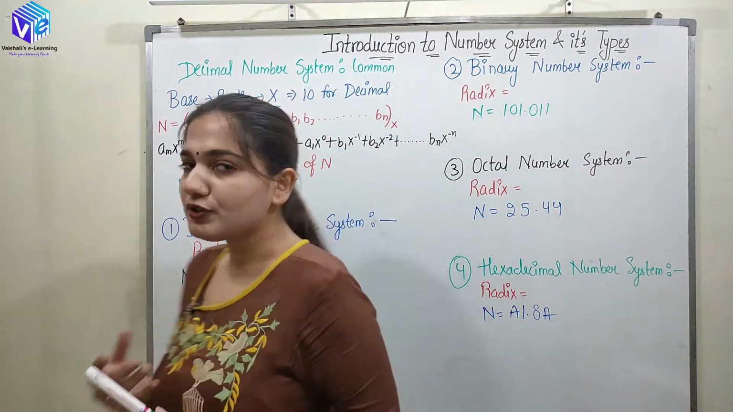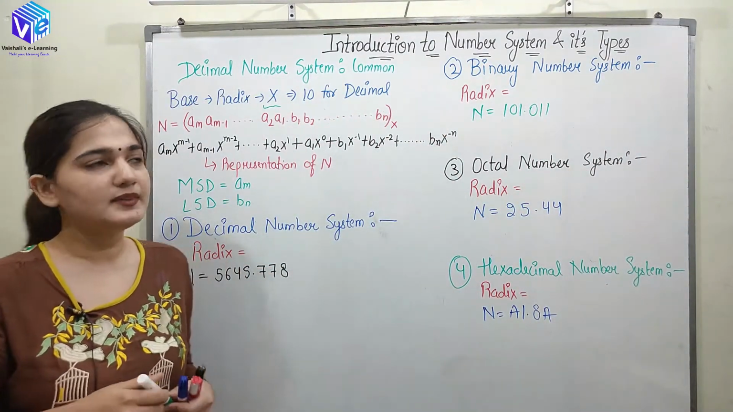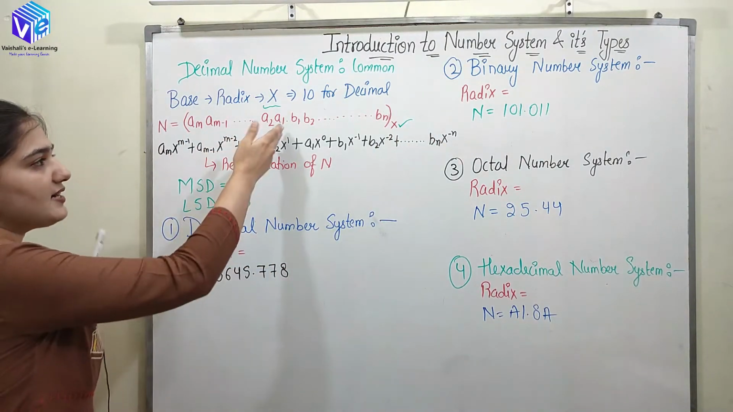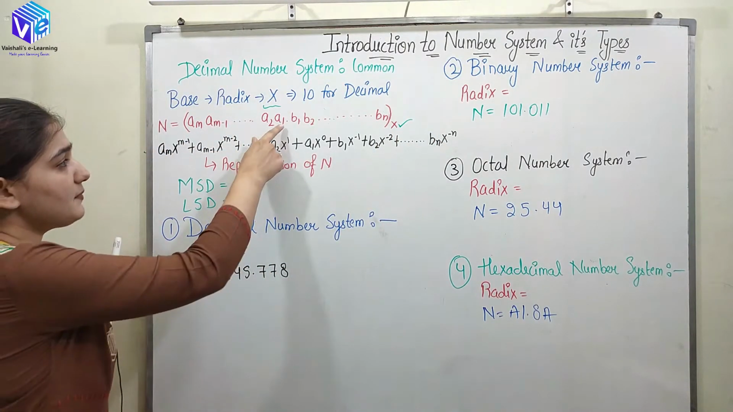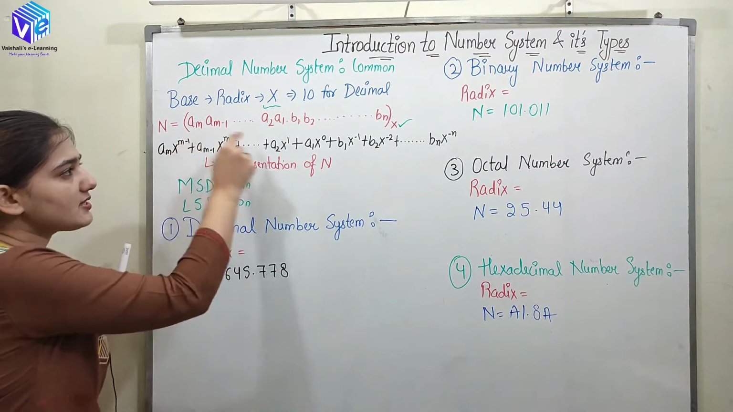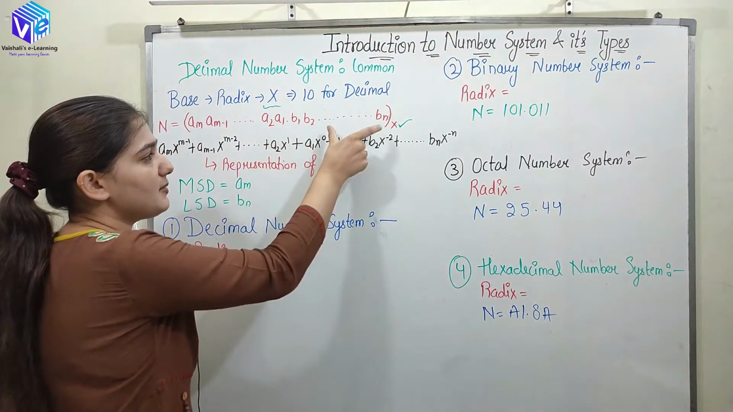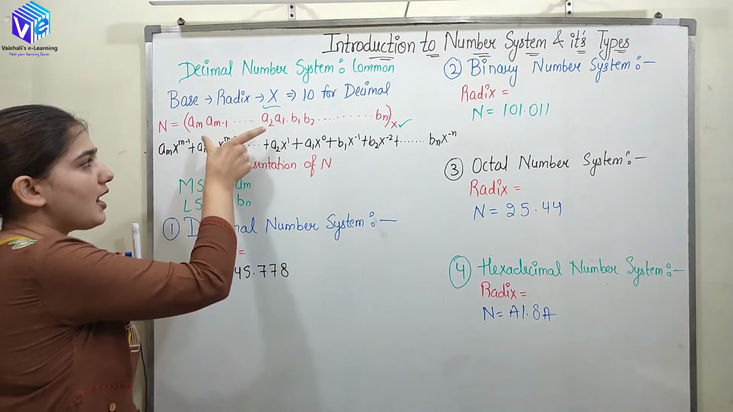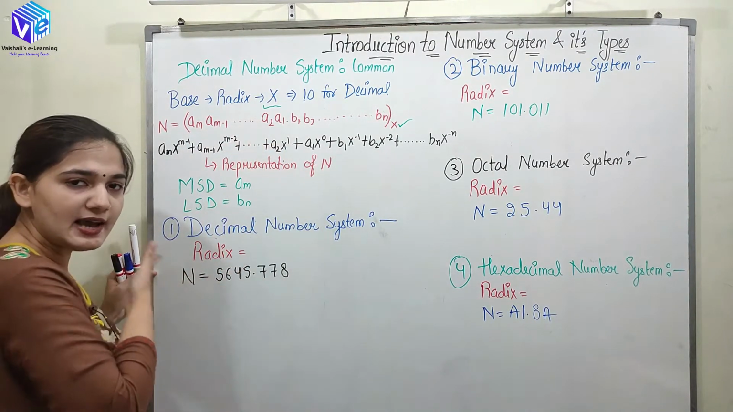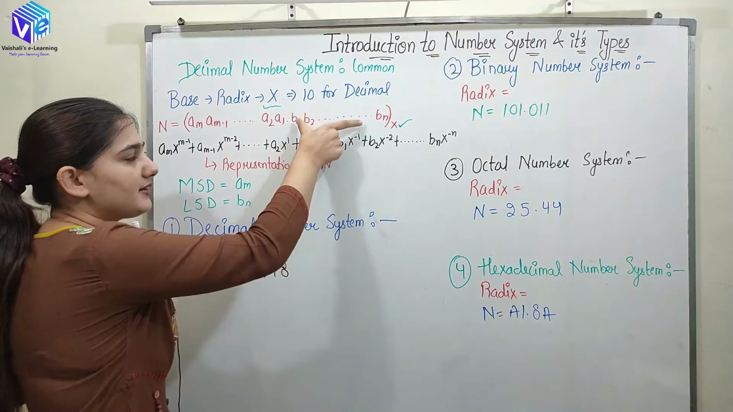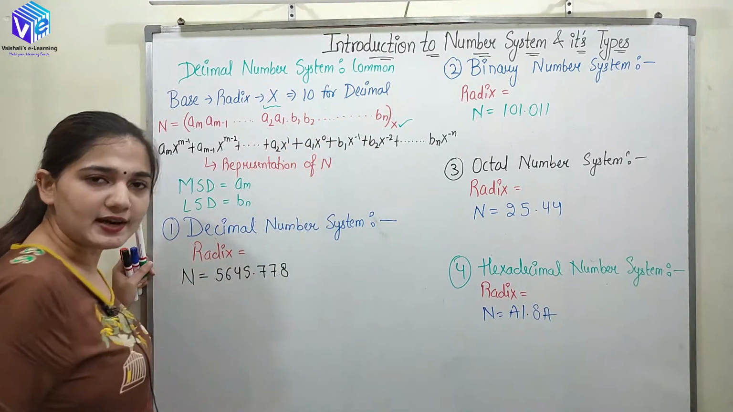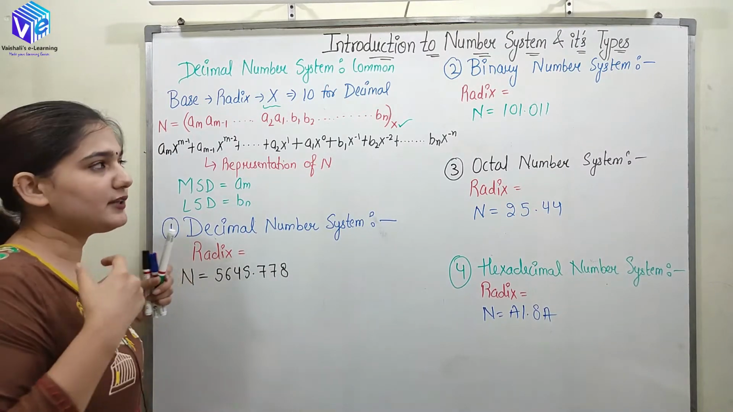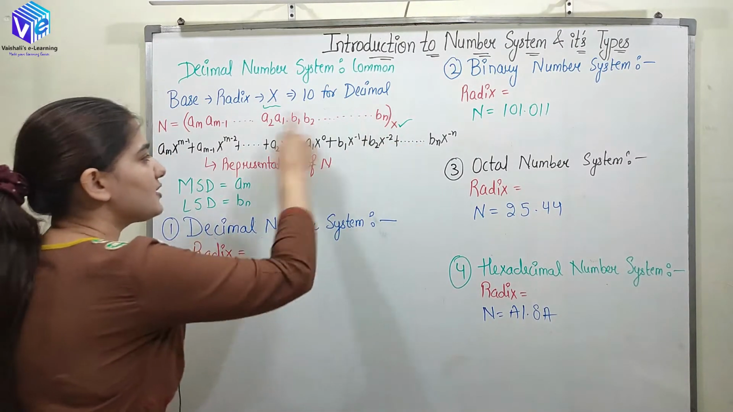So if I have to represent any number with the base x, now base is x. On the left hand side of the decimal point we have m digits, and on the right hand side of the decimal point we have n digits. So a1, a2 up to am are the digits to the left of the decimal point, and on the right, b1, b2 up to bn are there. So how can I represent this number? The number can be represented with this formula.